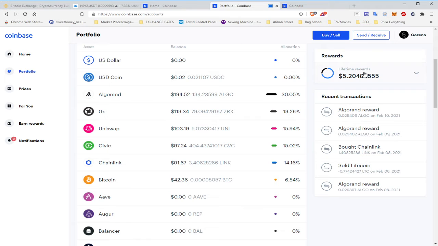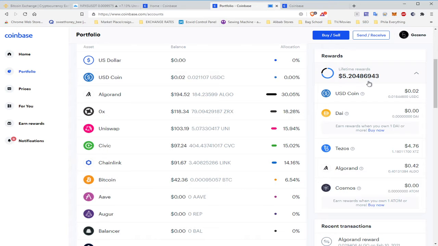Is interest just holding them there? As long as they're in your account, you're earning them. And another word for that would be considered staking. But on Coinbase, you don't really have to stake. They do it for you, and you can see it in real time.